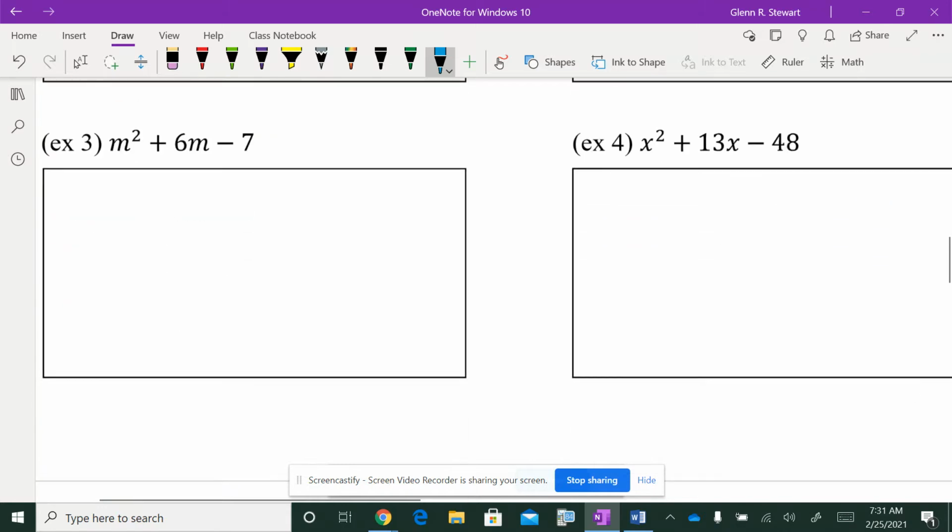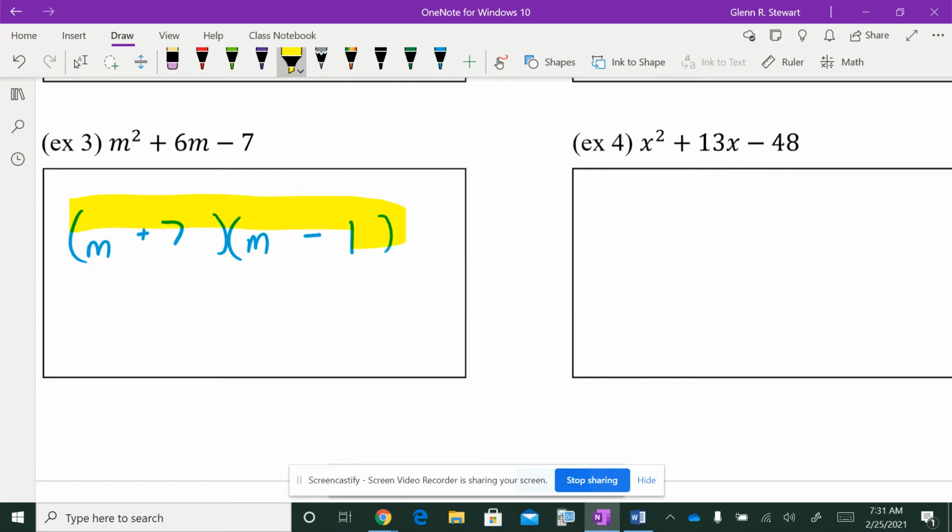Here's where it gets just a little bit more difficult. I'll kind of walk you through this one. We've got m squared plus 6m minus 7. So obviously first, when we split this up, we've got m and m. Then we have to think what's going to multiply to give us negative 7 and add to give us positive 6. Okay, 7 and negative 1. So one of them's got to be a positive 7, and one of them's going to be a negative 1. So we can incorporate that negative in there for our result.